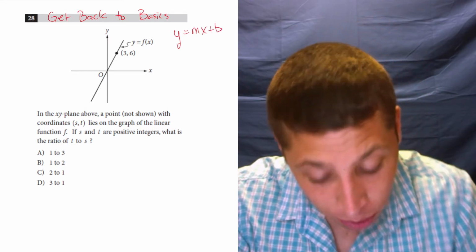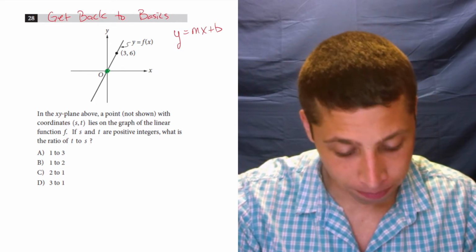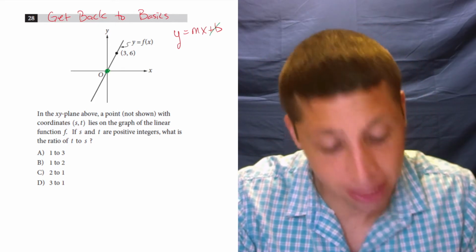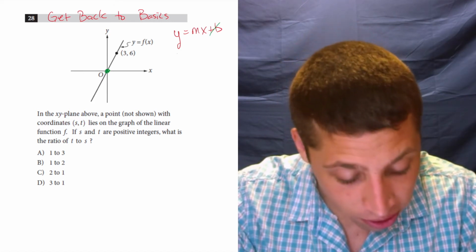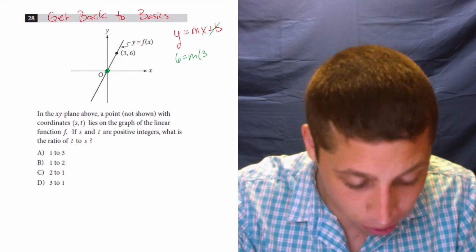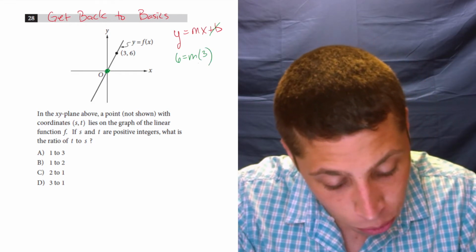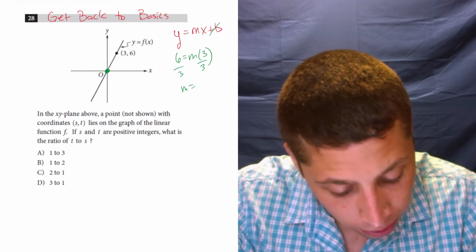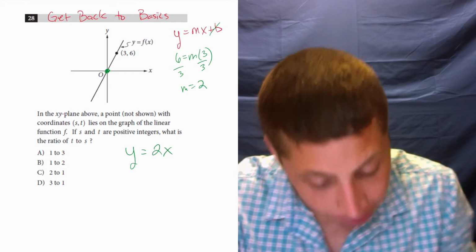What do I know? Well, I know the y-intercept is 0. Look, it's going right through that spot. So, okay, that means that the b doesn't even matter. It's 0. And I have a point, so I can plug the point into the equation. 6 is equal to m times 3. So if I divide by 3, I'm going to get that m is equal to 2. And so I have my equation. My equation is y equals 2x.